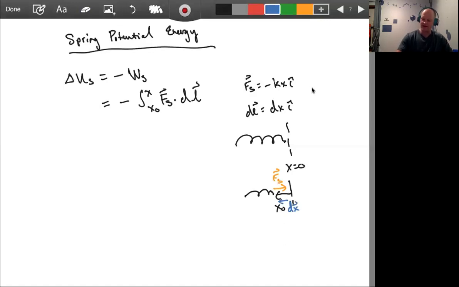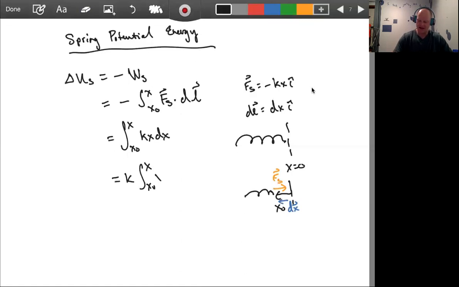So these two are going to be in opposite directions. So good. Again, my dot product is simply going to give me a negative sign, and that negative sign is going to cancel this one. So this is going to be the integral from the initial position to the final position of the spring force, which gives me k times x times dx. All right. k is a constant, so I can pull that out. So I'm going to get k times the integral from the initial position to the final position of x dx. The integral of x dx is x squared over 2. So this is going to give me k over 2 times x final squared minus x initial squared.